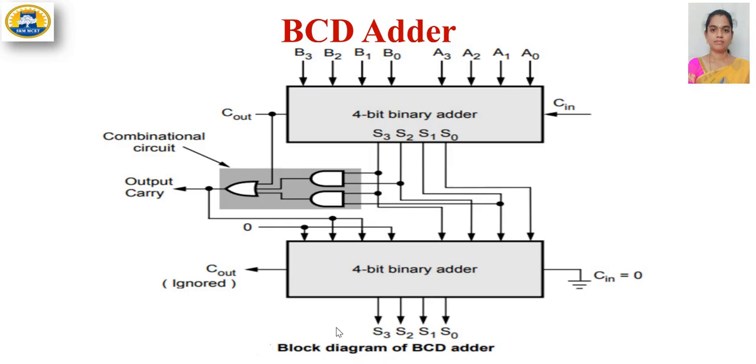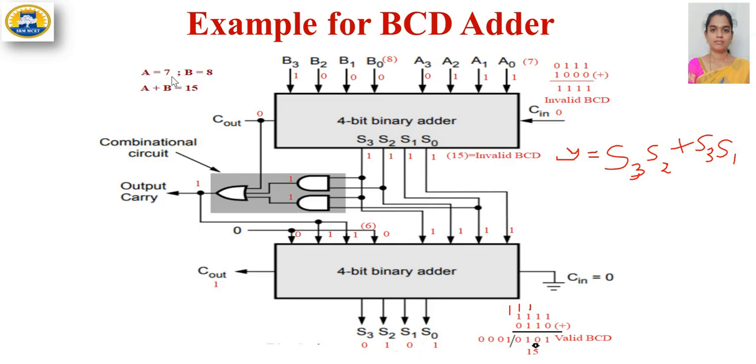For that purpose, another 4-bit binary adder is used here, and thus the BCD equivalent is obtained from this BCD adder. Consider an example A equal to 7 and B equal to 8. The BCD equivalent of 7 is 0, 1, 1, 1, and this is given as one of the inputs for the 4-bit binary adder. And the BCD equivalent of 8 is 1, 0, 0, 0. This is given as another input for the 4-bit binary adder. After performing addition, it gives 1, 1, 1, 1. That is, A plus B is 15.